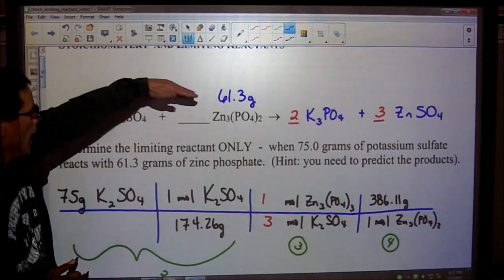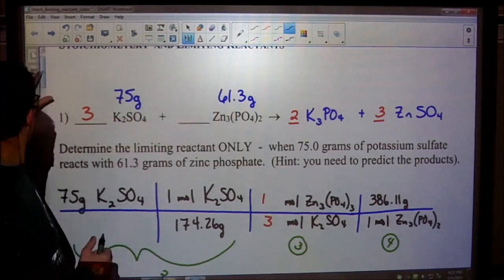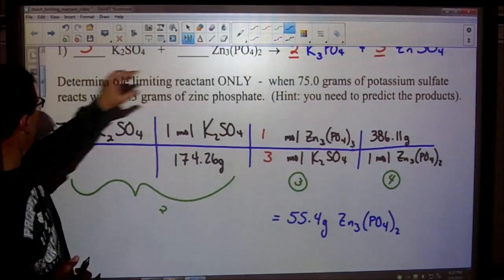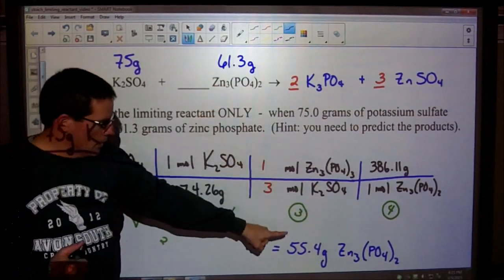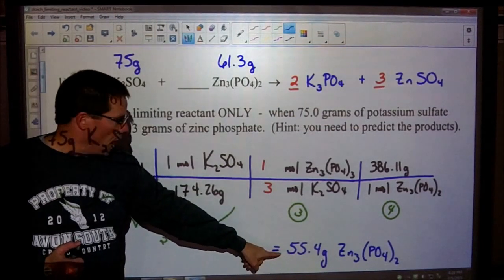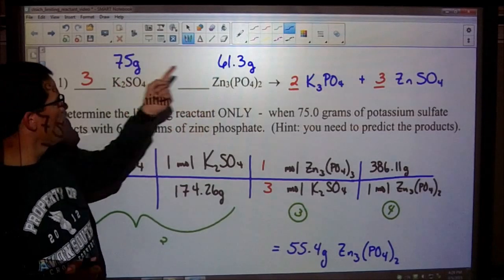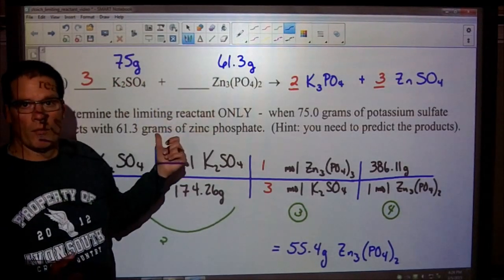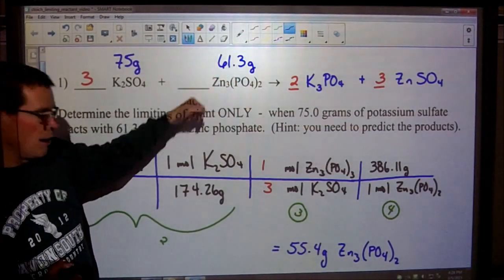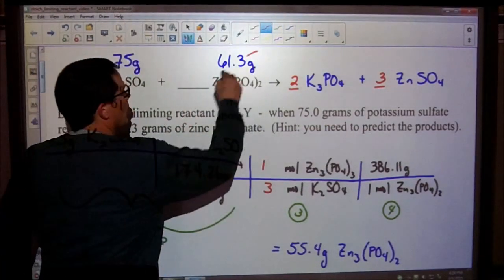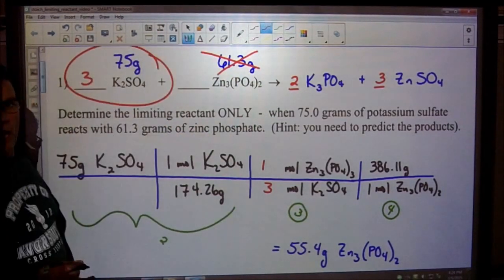Because again, these are my 2 reactants. So if I'm using all of this, I need at least 55 grams of this. Well, how much do I have? Well, I started off with 61.3. I only need 55, so if I only need 55 and I have 61, which of these will I have left over? Very good. So this is in excess, or I have extra. So I don't want to look at this amount anymore. My limiting reactant is my potassium sulfate.